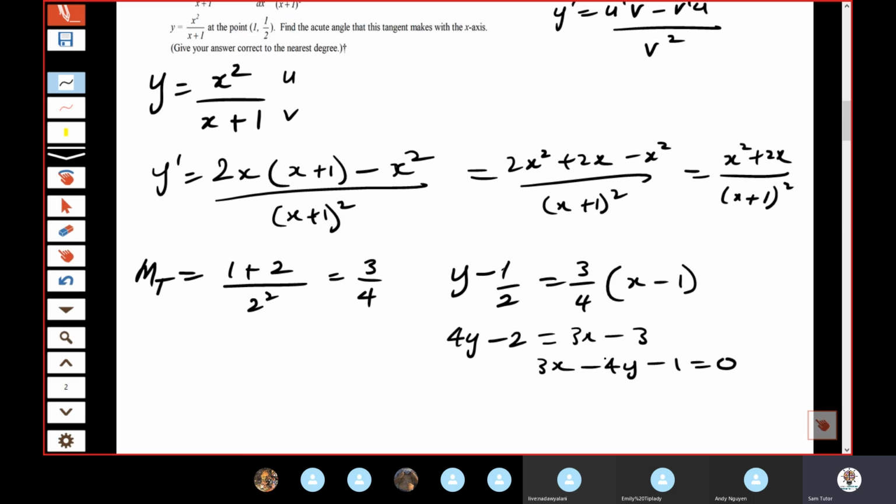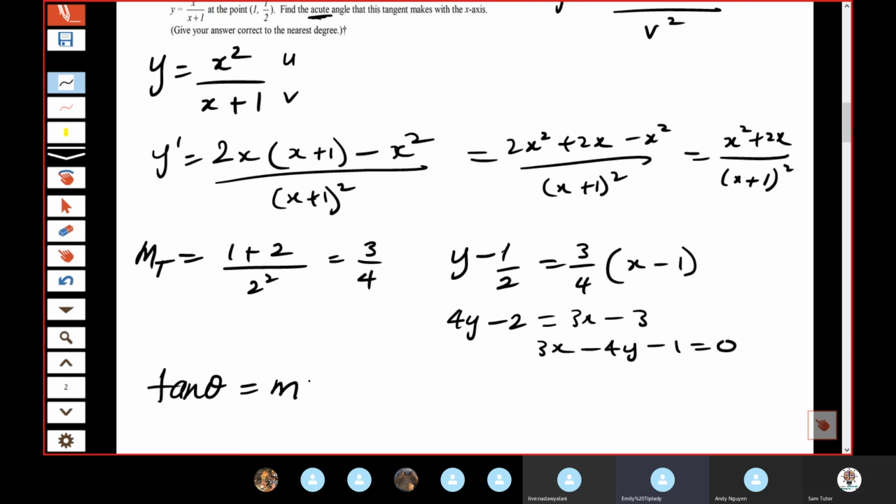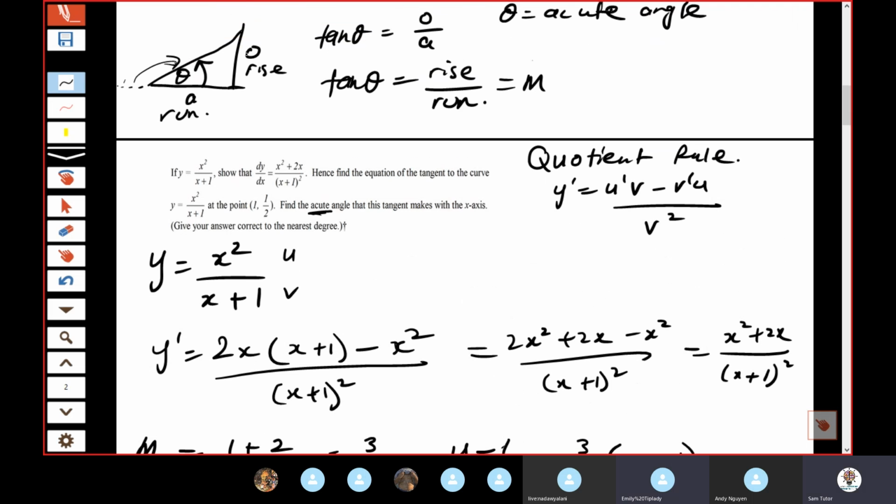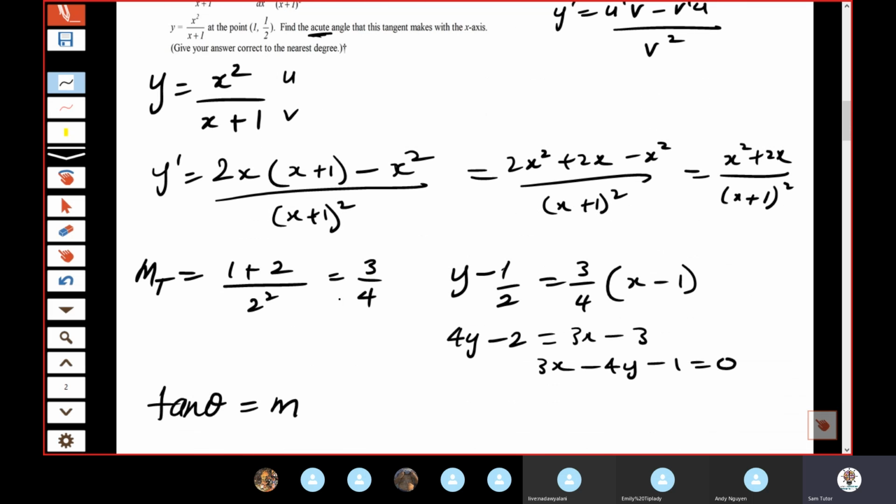Last one. Emily, let's find the acute angle that this tangent makes with the x-axis. So we know to find the acute angle, we've got to use tan theta equals m. What does the rise over run, which is like O over A, opposite over adjacent? Hold on, I was proving that. Don't let that confuse you. All you need to know is tan theta is equal to m. That's the only thing you want to remember. So tan theta is equal to m.